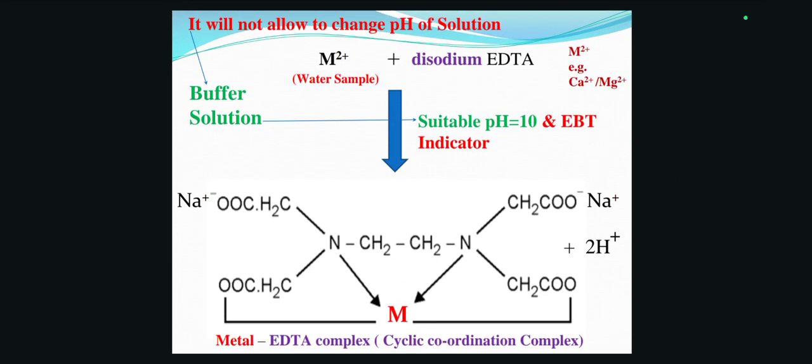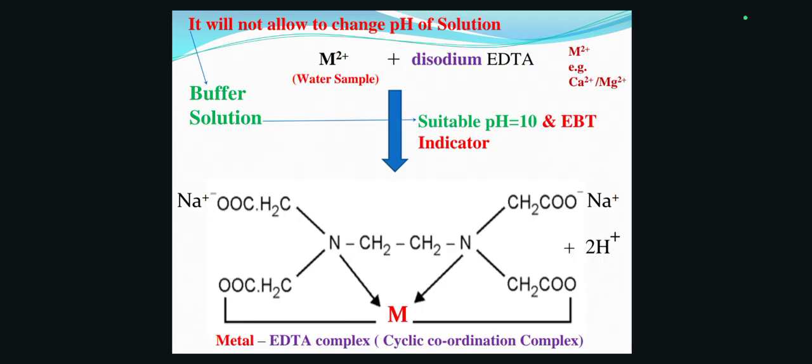Now we will see the reaction, how water sample reacts with salt of EDTA. So you see here, water sample containing metal cations, for example M2 plus. We don't know which cation is there. It may be calcium 2 plus, it may be magnesium 2 plus, it may be iron 2 plus. So here commonly I have written M2 plus. It is in the water sample, and in that what we are adding?